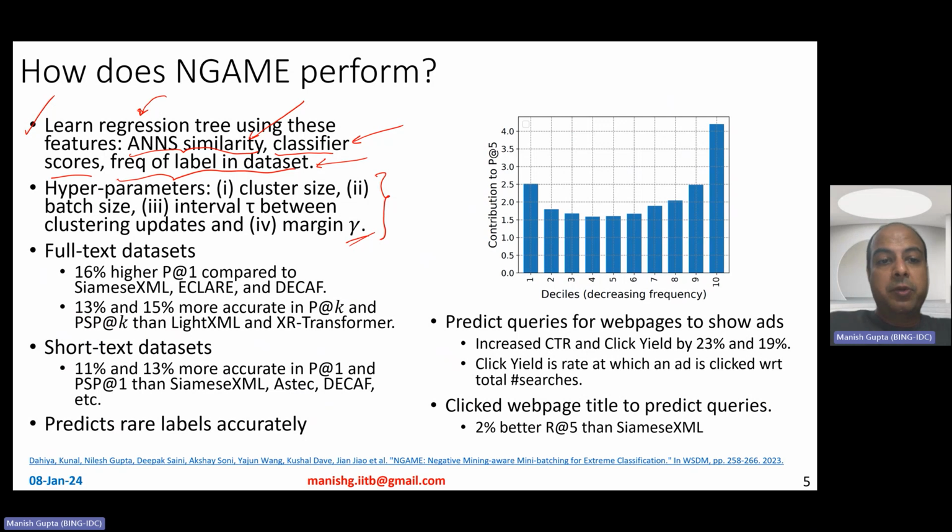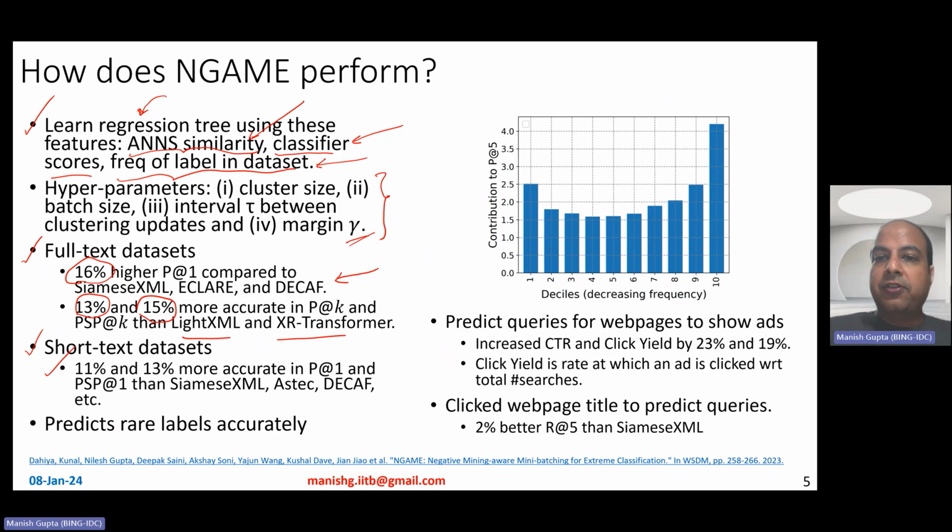Of course, NGAME was shown to be better than several other extreme classification methods on multiple benchmark full-text and short-text datasets. Compared to Siamese XML, Eclair, and DECAF, it could perform 16% better in terms of P@1. And in terms of P@K and PSP@K, it could be 13 and 15% better than other methods like LightXML and XR-Transformer. Even on short-text datasets, you see a similar kind of trend.